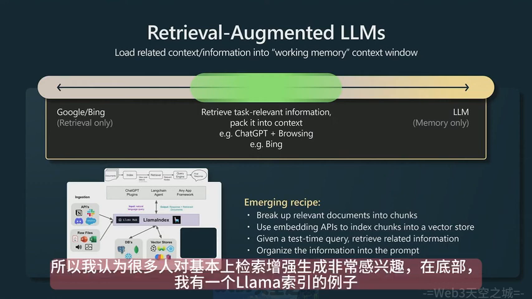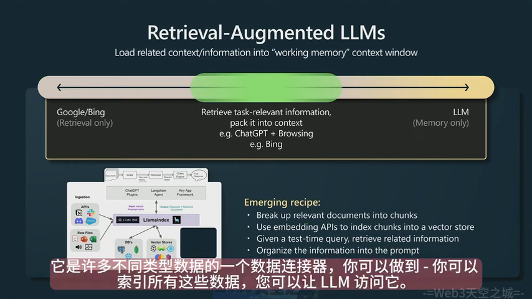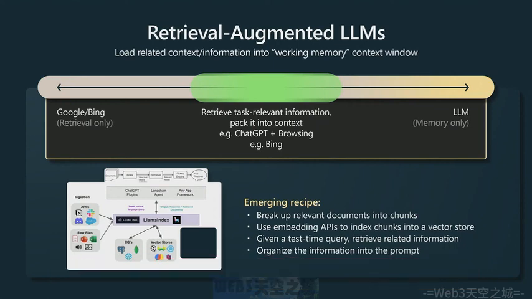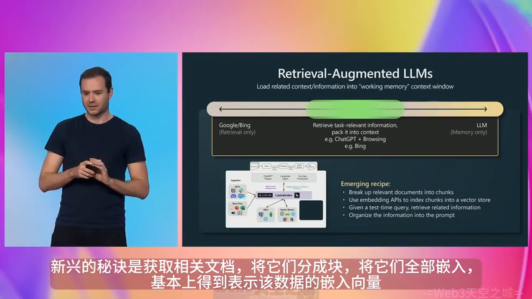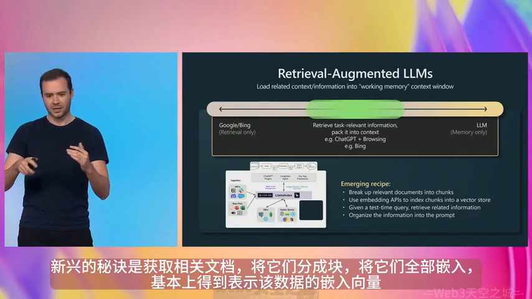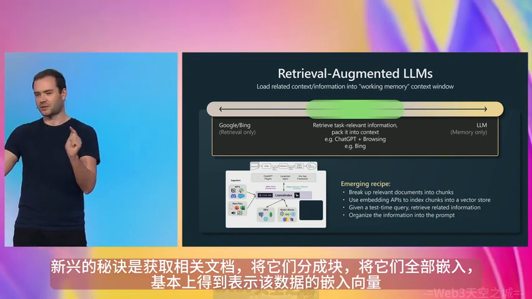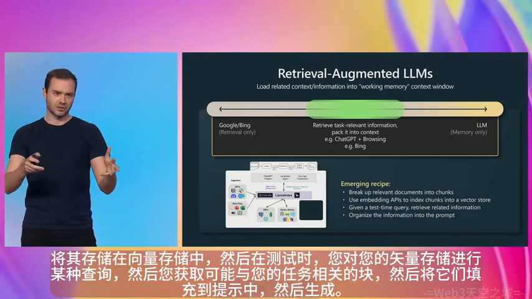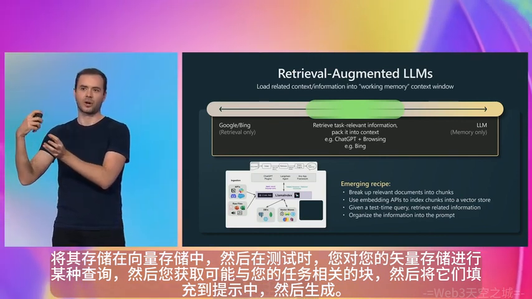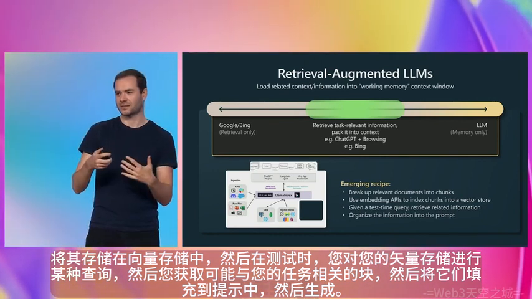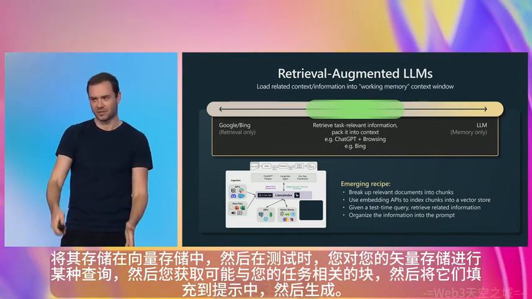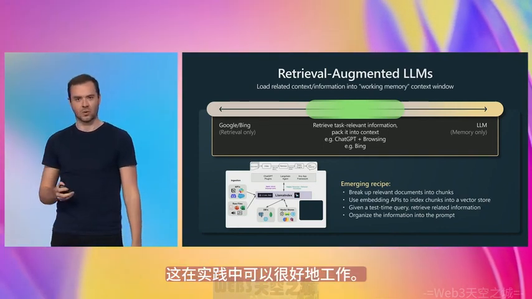And so I think a lot of people are really interested in basically retrieval augmented generation. And on the bottom, I have an example of Llama Index, which is one sort of data connector to lots of different types of data. You can index all of that data, and you can make it accessible to LLMs. And the emerging recipe there is you take relevant documents, you split them up into chunks, you embed all of them, and you basically get embedding vectors that represent that data. You store that in the vector store, and then at test time, you make some kind of a query to your vector store, and you fetch chunks that might be relevant to your task, and you stuff them into the prompt, and then you generate. So this can work quite well in practice.